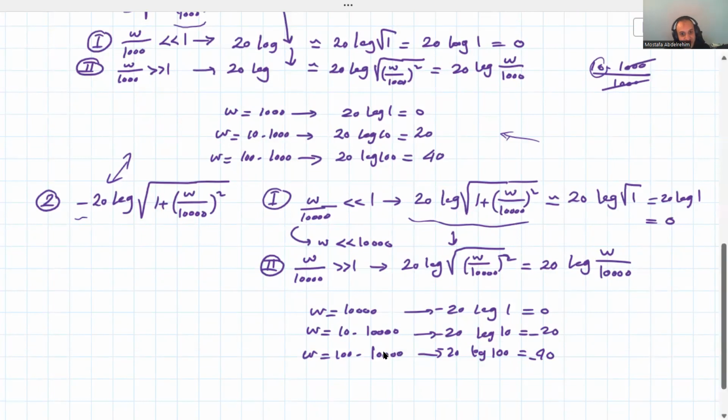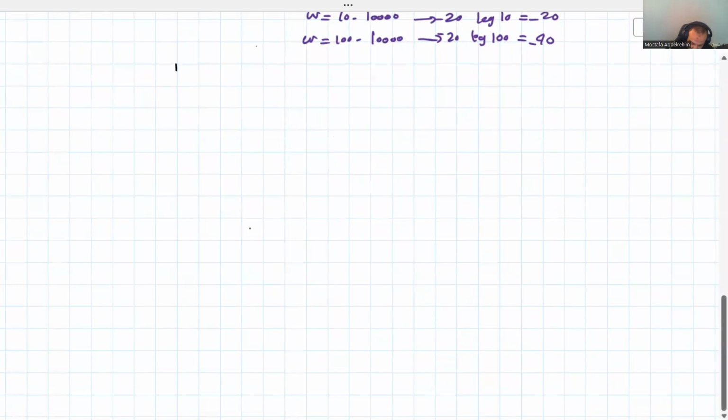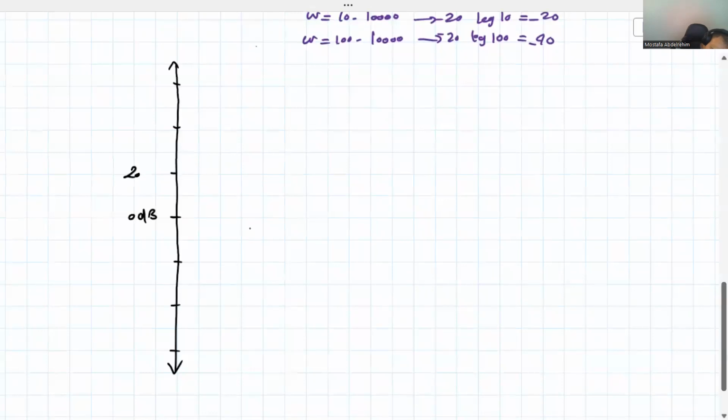Okay. Now let's draw that. So, I'm going to go back and draw the axes. We have the y-axis. The y-axis is linear scale. That's 0 dB, 0 decibels. Log something, usually the unit of that thing is decibels. 20 decibels, 40 decibels, 60 decibels. Minus 20 dB, minus 40 dB, minus 60 dB.